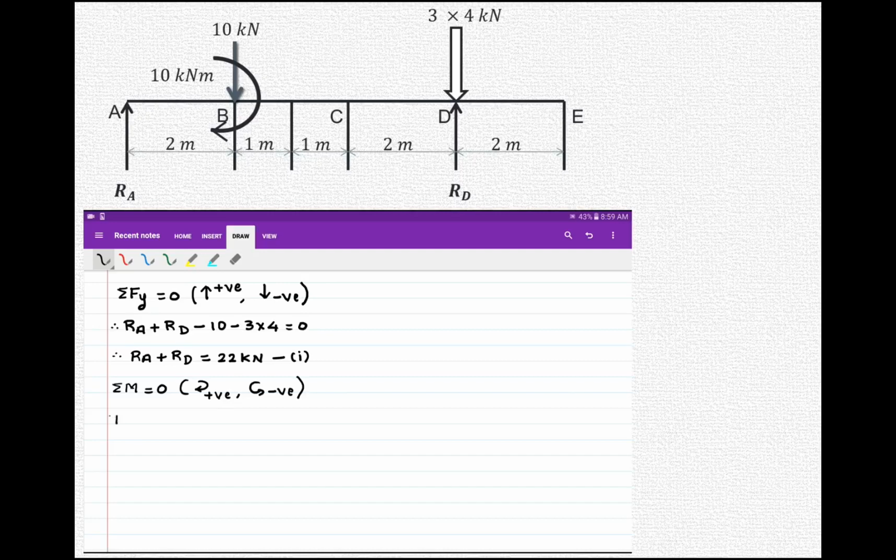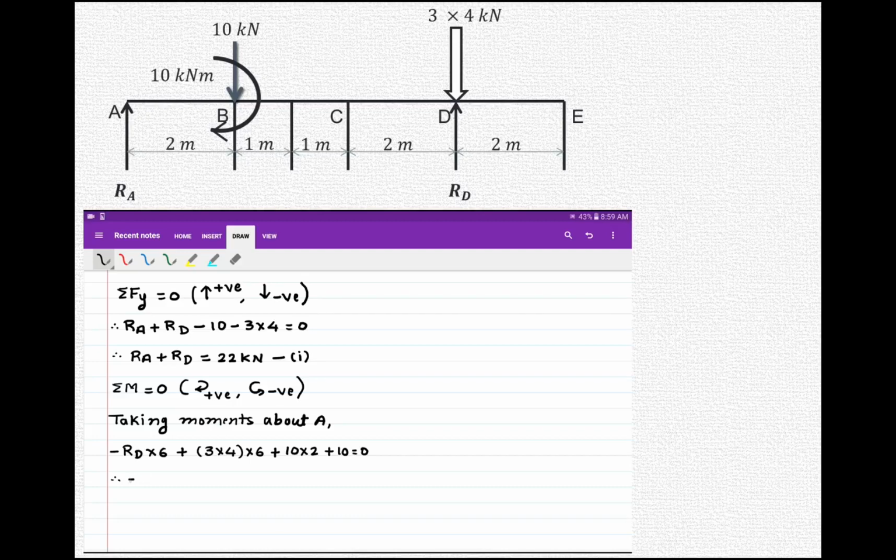Now we'll take moment about point A. So taking moments about point A. Now let us start with RD. RD will produce anti-clockwise moment. So arrow of this RD will go towards A in anti-clockwise direction. So and perpendicular distance from D to A is 6. Similarly 3 into 4, that UDL will produce clockwise moment, and the perpendicular distance about A is 6. 10 into 2, that will produce clockwise moment, and 10 kilonewton meter, that moment is already there at point B.